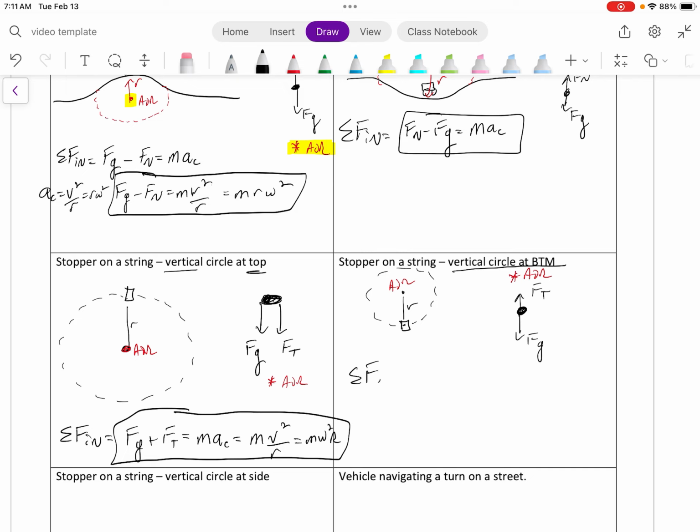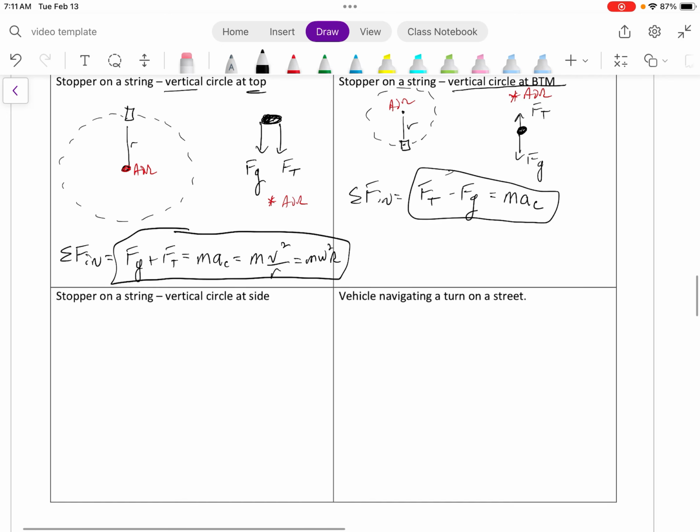I will sum the forces inward. Force of tension points towards the center. So therefore, force of tension is positive. Force of gravity is outward, so it's negative. Mass times the centripetal acceleration, and then I can use the definition of centripetal acceleration to use the linear velocity or the angular velocity.